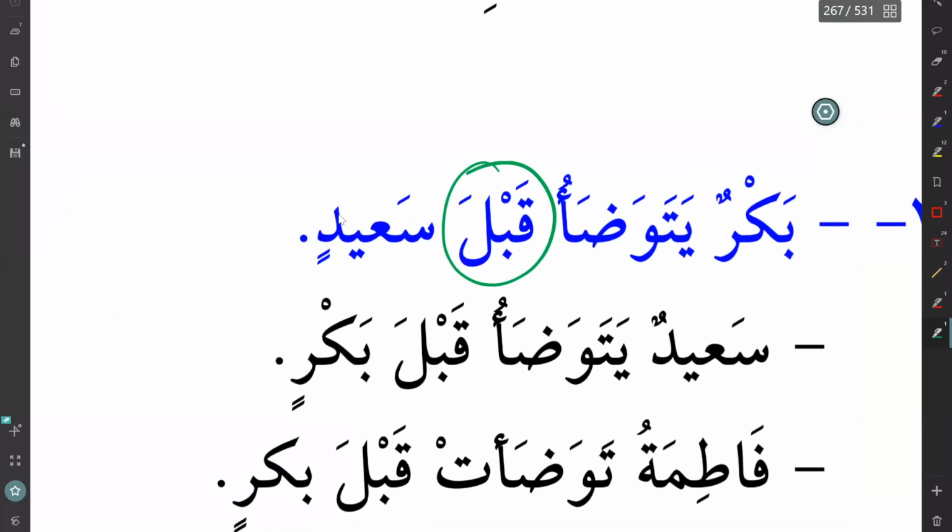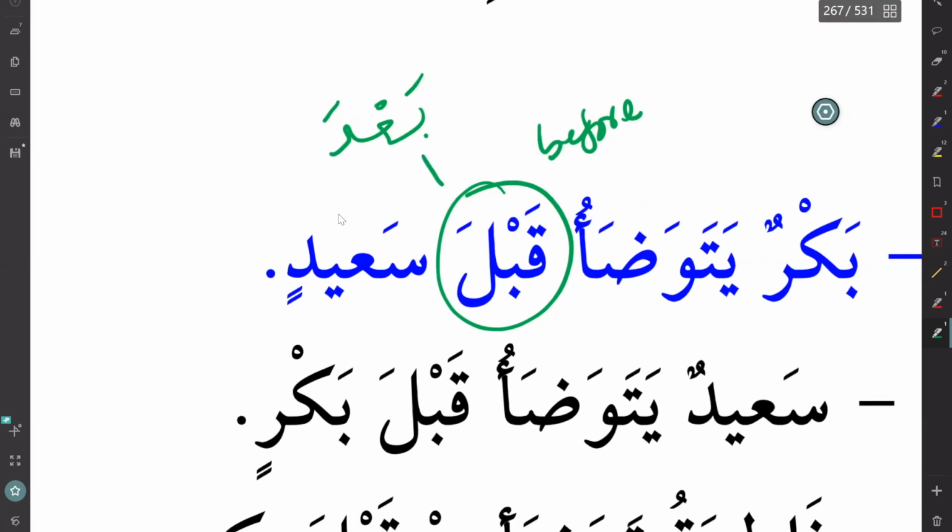This is a very important word as well. We had qabla, which is before, right? What is the opposite of qabla? Ba'da. Excellent. Yes, ba'da. And as you can see, this word usually comes with fatha.